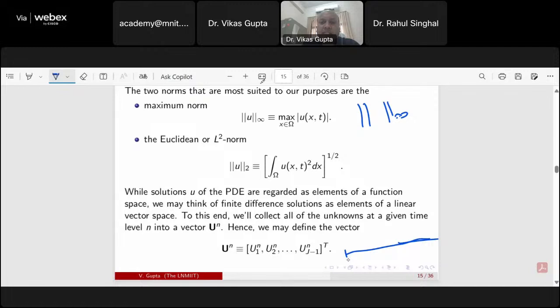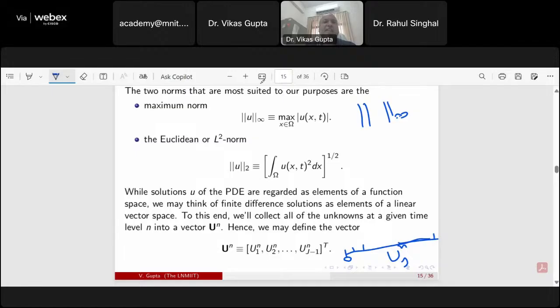So at the 0th mesh point, we know the solution u0n through the boundary condition. The unknowns are u1n, u2n, up to uj minus 1 n, and uJn we also know from the prescribed boundary condition on the right hand side of the domain. So basically the unknowns at the nth time level are these elements u1n, u2n, uj minus 1 n. We can club them together as a vector Un, and we consider Un as a member of a linear vector space.